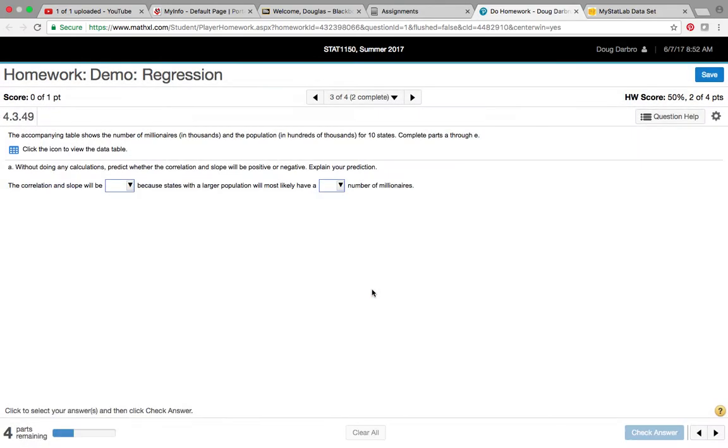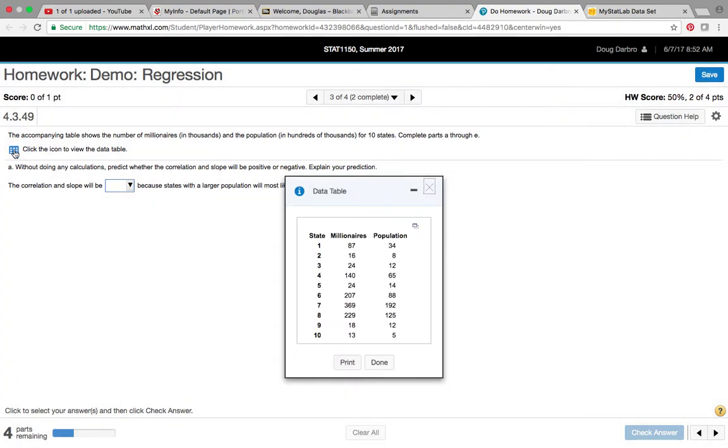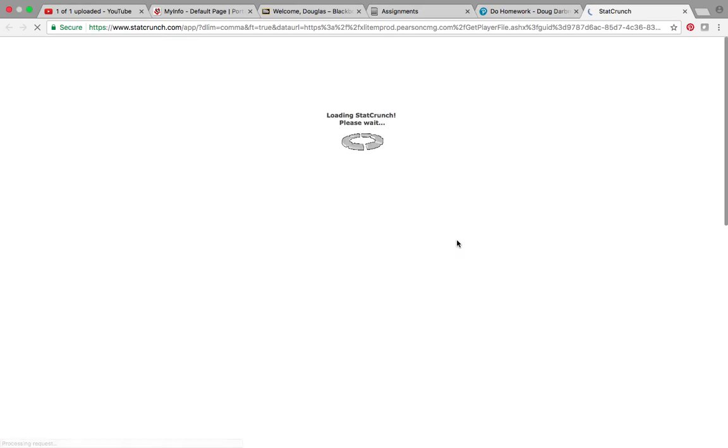And we go to the next question. The accompanying table shows the number of millionaires and the population for 10 states. Complete parts A through E. So it's going to be a little more in depth. Okay, so I want to click the data table. First thing I want to do is click this. Now I want to open up in StatCrunch.